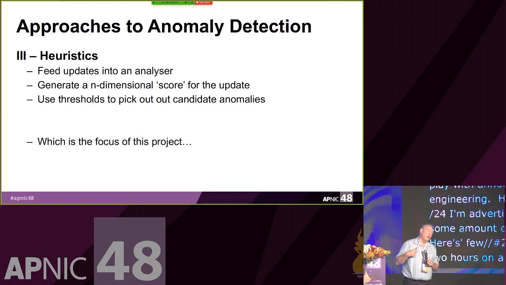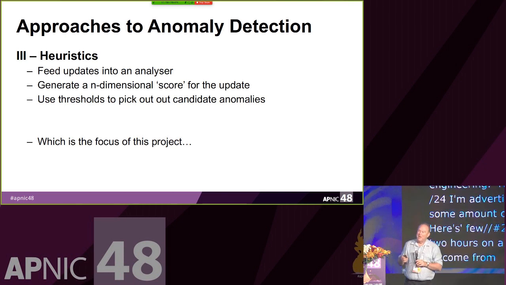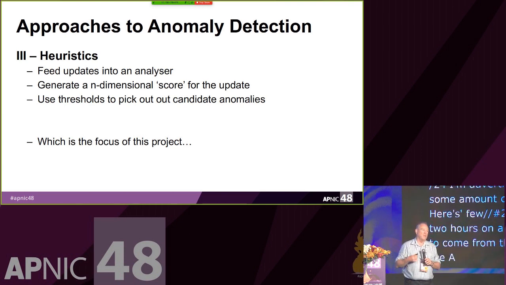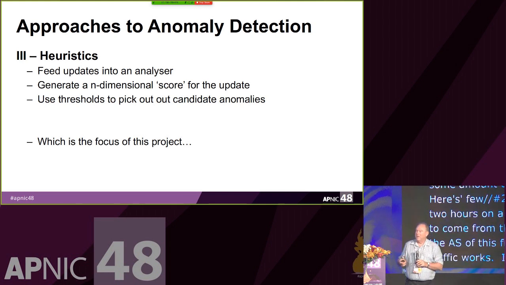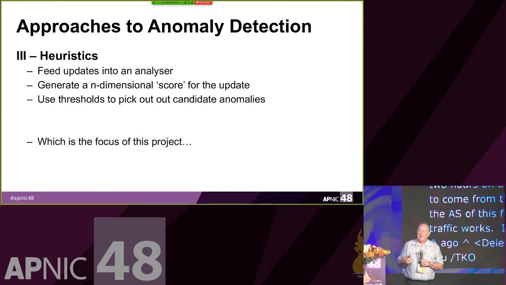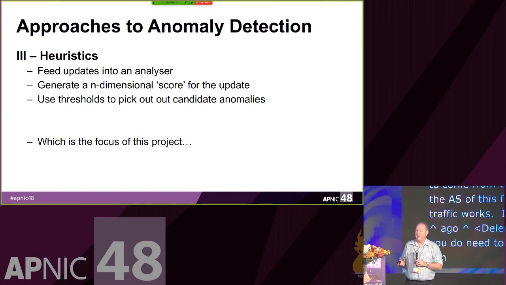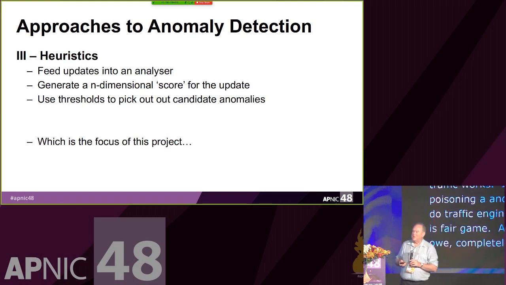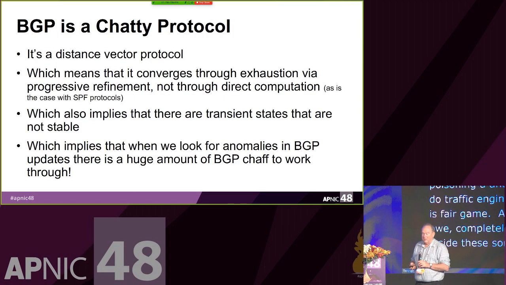I'm going to change the origin AS of this particular prefix in order to bias the way traffic selection works. I'm going to do some AS path poisoning and so on and so forth. And if you really do need to do traffic engineering, anything you can do in BGP is fair game. And from the outside, it looks wacko. It looks completely wacko. So what you have to do inside these sort of heuristic systems is to try and filter out the noise from the signal.